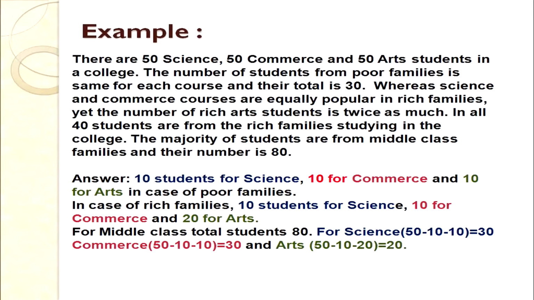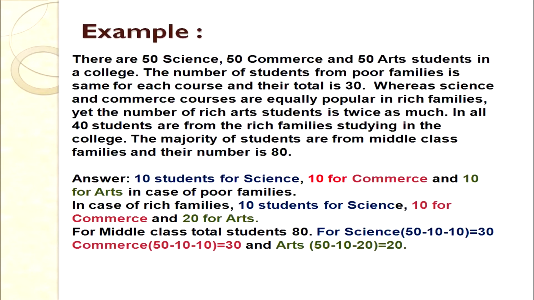So, total students have been given. Now, the family category is poor. So, they are talking about the economic status right now. Next, whereas science and commerce courses are equally popular in rich families. Now, we are talking about rich families, right? Next, they are talking about yet the number of rich art students is twice as much. They are giving us specific information. So, point by point we are picking each of the information and analyzing it.